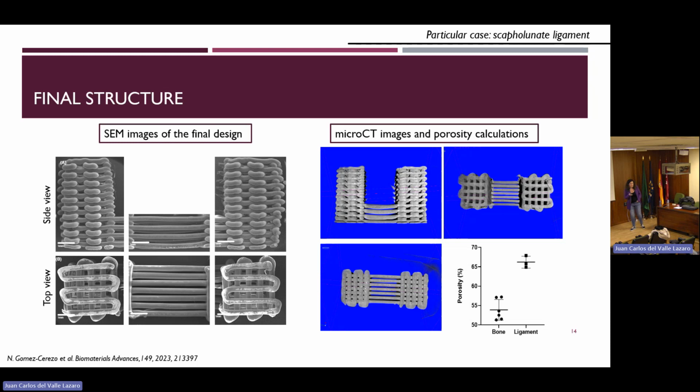Regarding the porosity, as I said, I need the cells to grow through and colonize the scaffold. Otherwise, this is going to be rejected by the body. So I studied the porosity by microCT, and I observed that I have more than 50% porosity both in the bone part and, in the ligament part, even more. So I'm happy because the cells will grow through and they will colonize the whole scaffold, I hope.